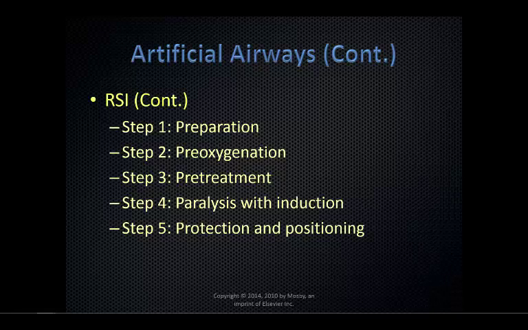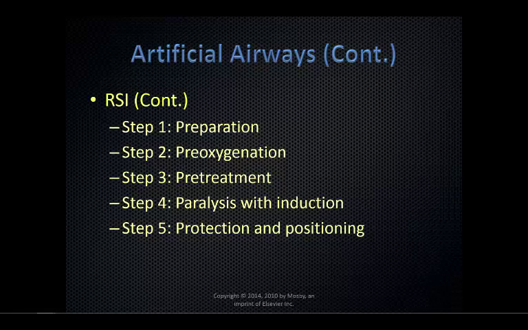And then in step 4, this is the paralysis with induction phase. And the typical drugs that are given are either succinylcholine or rocuronium. Succinylcholine is a fasciculating agent. So what that means is it's a paralytic agent that actually causes fasciculations prior to the patient becoming paralyzed. And the normal dose is 1 milligram per kilogram. So if you know the patient's weight, then you have the dose based on the weight. So if they weigh 80 kilos, then they're going to get 80 milligrams for the dose. And in general, succinylcholine is the most common drug that is used for paralyzing the patient.